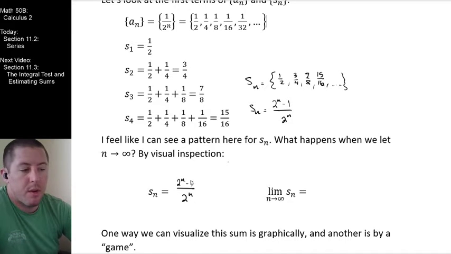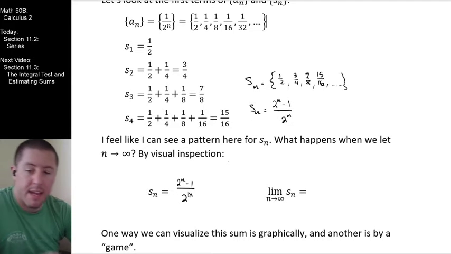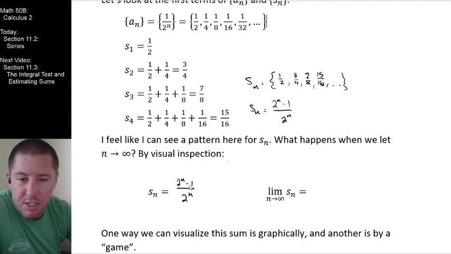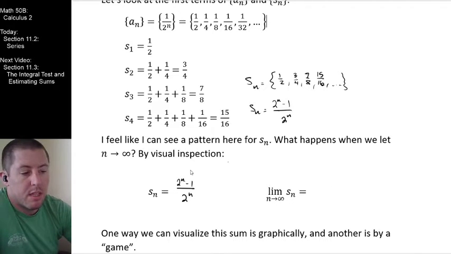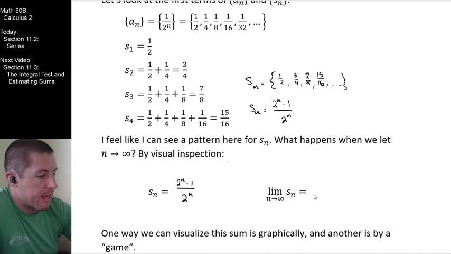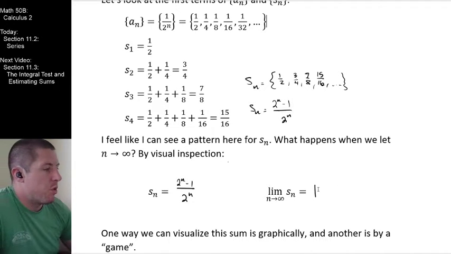Well, that's a kind of easy question to answer right here. If I let n get infinitely large, then we should see that this subtraction by 1 is going to make an infinitely small contribution to that numerator as n gets bigger and bigger and bigger. It looks like the 2 to the n and the 2 to the n are clearly the dominant terms here. It seems to me like this limit is going to head to 1, the limit of the partial sums.